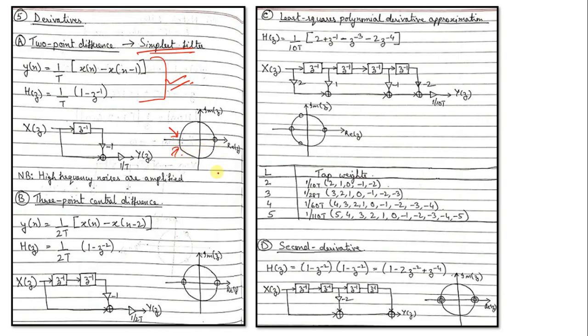Now the 3-point central difference filter, this is the equation. Over here you will have two zeros, so it will allow the high frequency components, but at the same time the high frequency noise components will be suppressed. Similarly to the least square polynomial smoothing filter, we have least square polynomial derivative approximation. Again, the weights go from positive to negative. So these are also basically gradient filters.